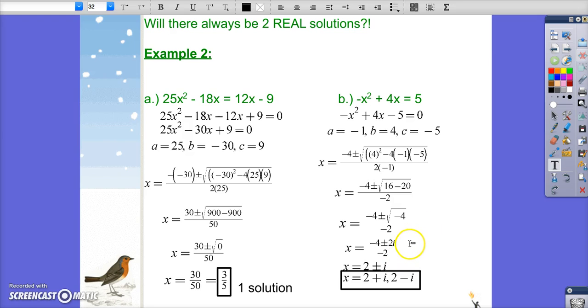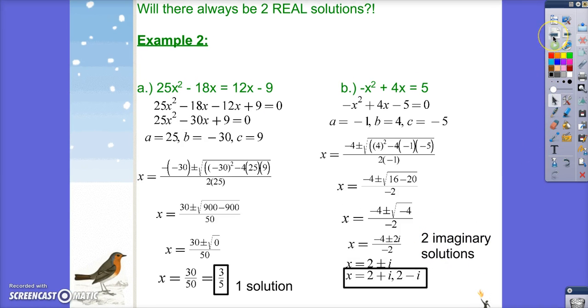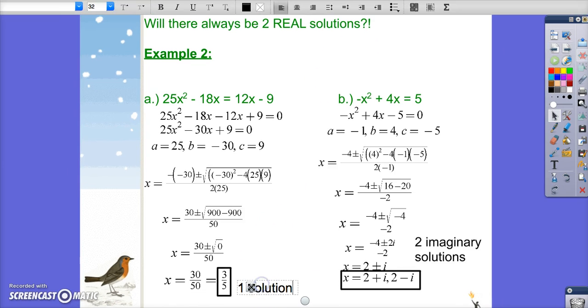How many solutions do we have here? Well, we have 2, but aren't they 2 imaginary? This one's actually 2 imaginary. So there's actually 3 characteristics. So 2 real, 1 real, and 2 imaginary. I could add the word real to it if I wanted to.